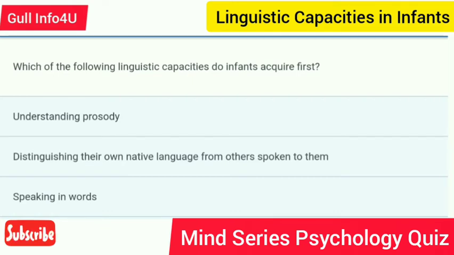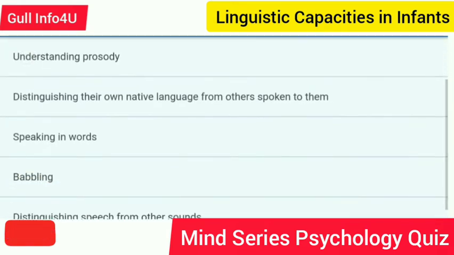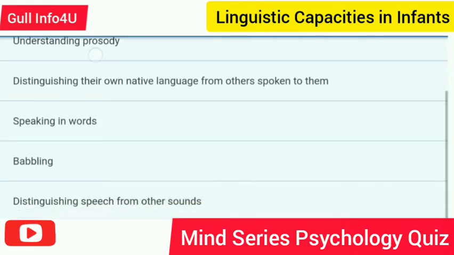Which of the following linguistic capacities do infants acquire first? 1. Understanding prosody. 2. Distinguishing their own native language from others spoken to them. 3. Speaking in words. 4. Babbling. Or 5. Distinguishing speech from other sounds.